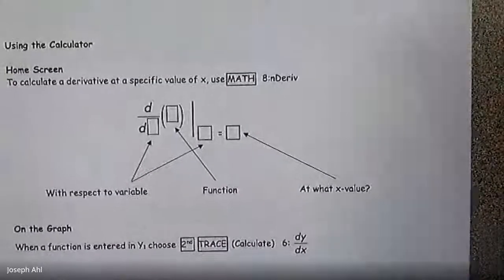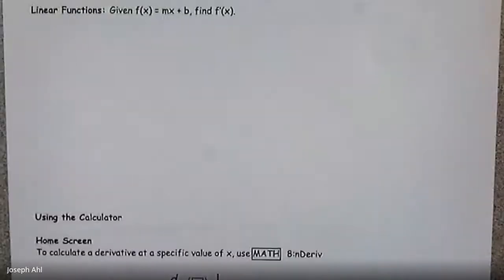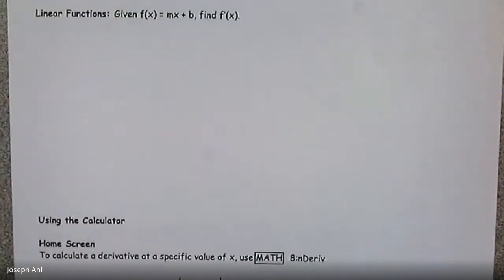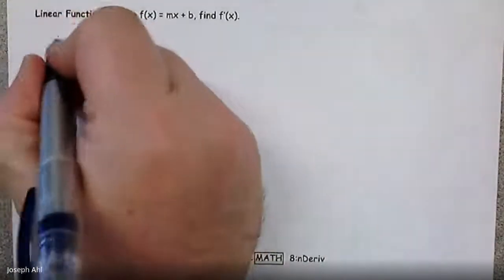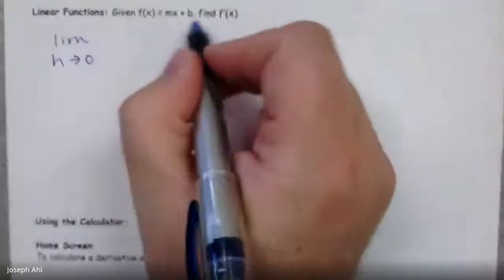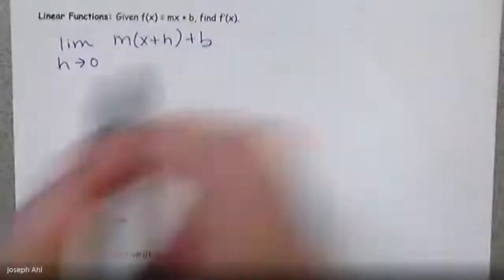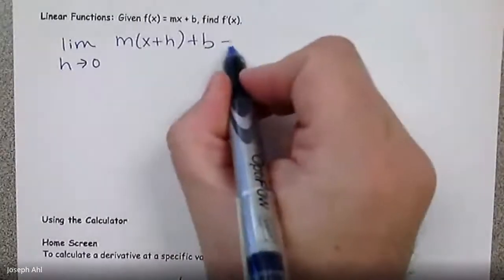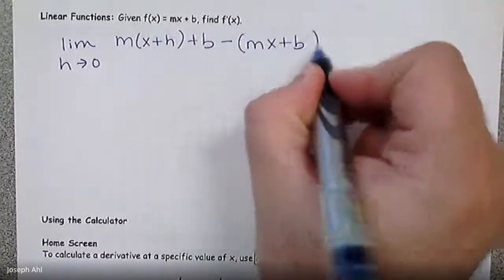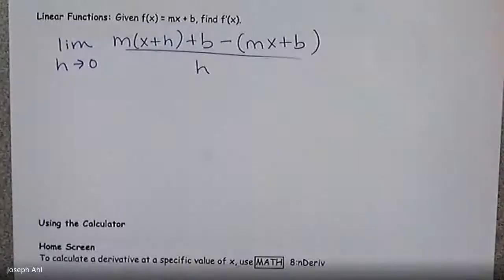Moving on to the next page, as promised, let's actually talk about derivatives of linear functions. So given f of x equals mx plus b, right, y equals mx plus b, that slope-intercept form, we're going to go ahead and find f prime of x. If I use the limit definition, we'll take the limit as h goes to 0 of f of x plus h. And what would that look like in this example? f of x plus h would be m times x plus h plus b, minus f of x, so minus the quantity mx plus b, all over h.